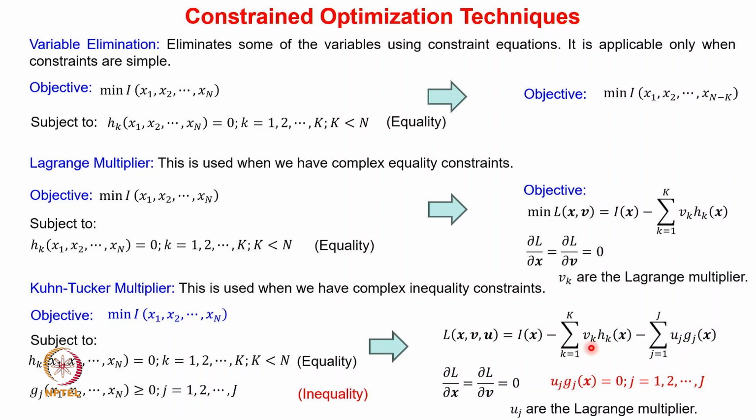all these differentiations, dou L by dou x, are going to give you multiple equations. In this case, x is x1, x2, all the way to xn, so we will get n equations. Similarly, dou L by dou v is going to give you all the equality constraints, isn't it? Again, this special Kuhn-Tucker condition is going to give you some more equations, and all these equations have to be solved simultaneously, isn't it? And all these equations can be solved simultaneously by using solvers based on Newton's method.